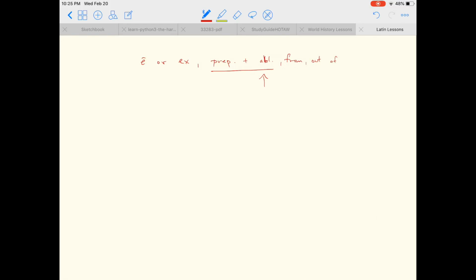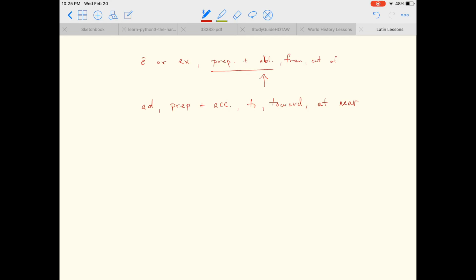All right, let's look at another one. We had the one from before, ad. If I look up ad, like from ad januam, this is on page 288, we see it says preposition plus accusative, right? And again, it means to, toward, at, or near. Okay, so we know that takes the accusative case.